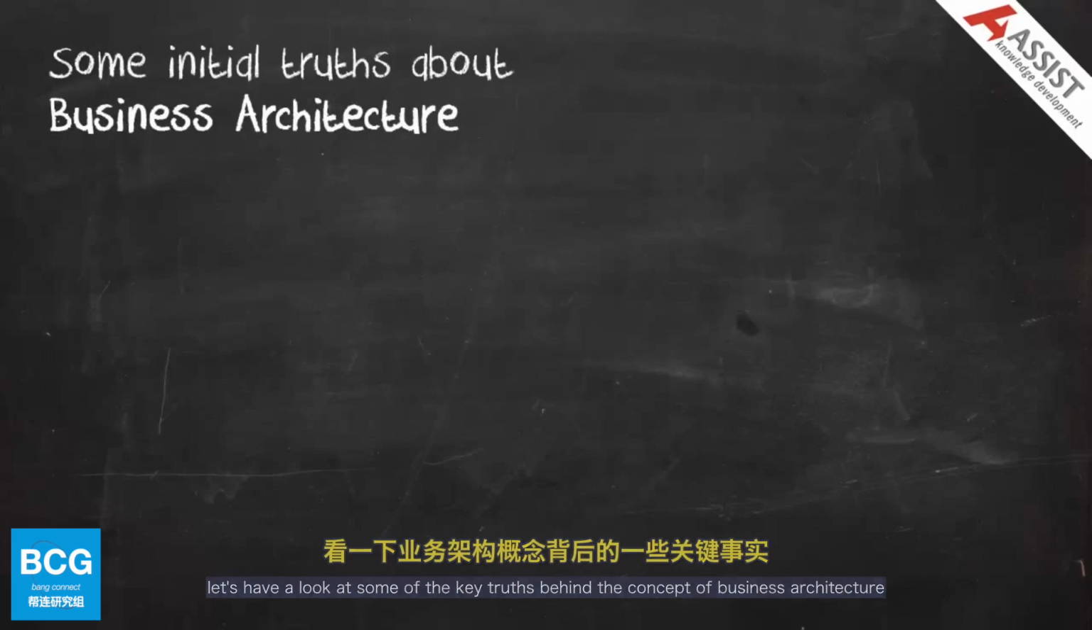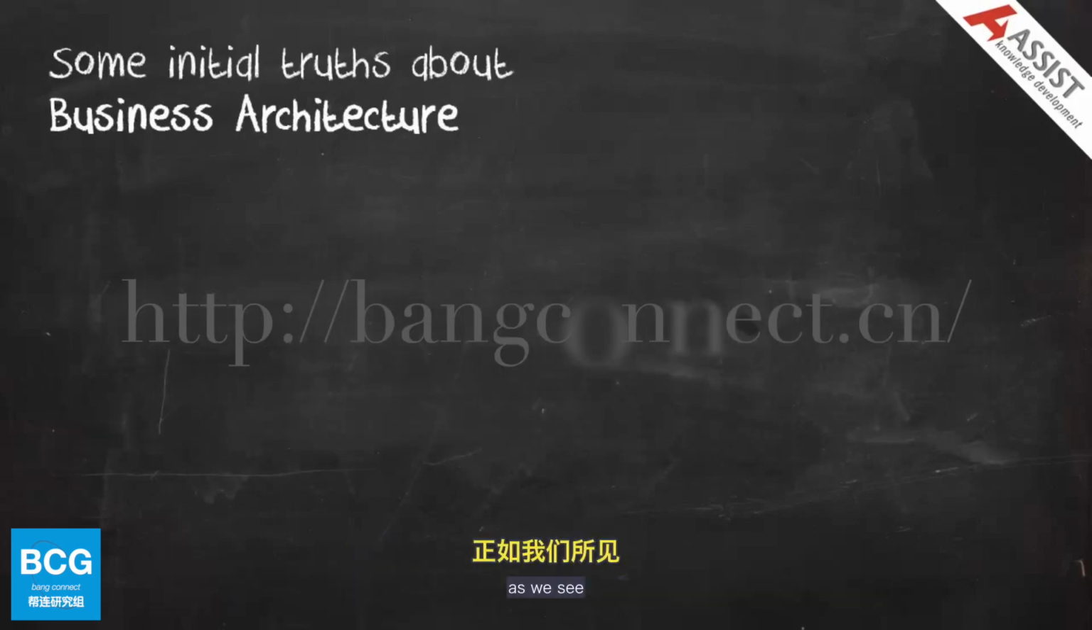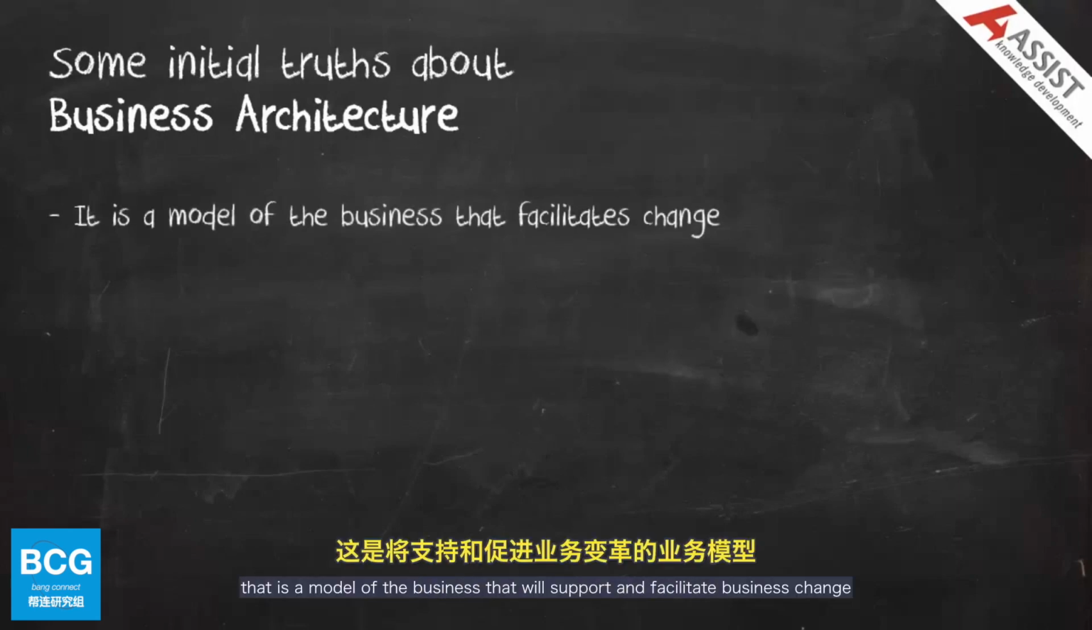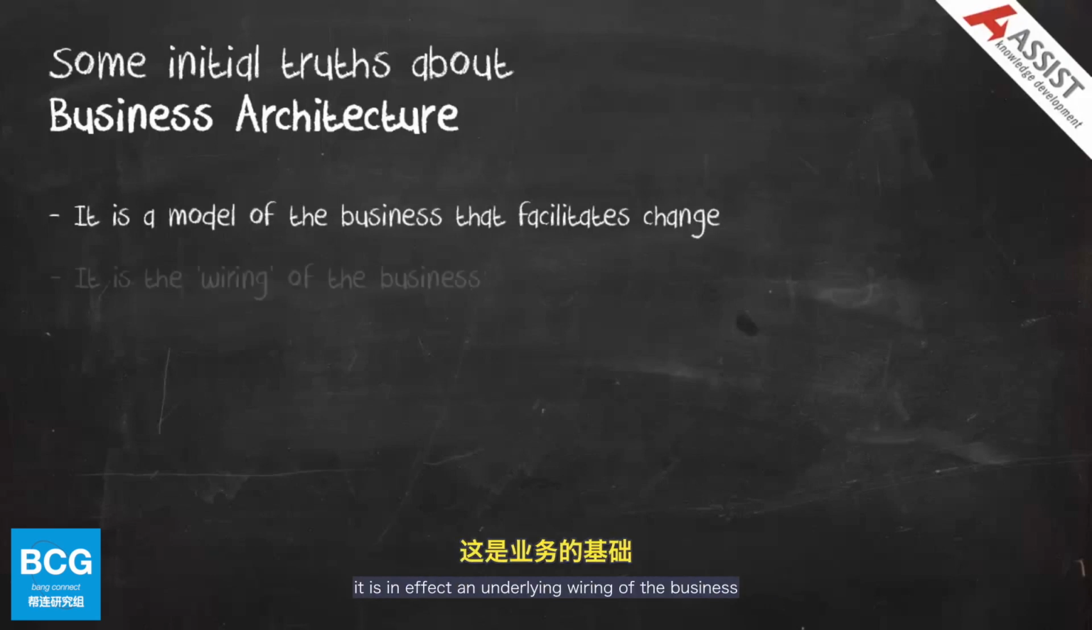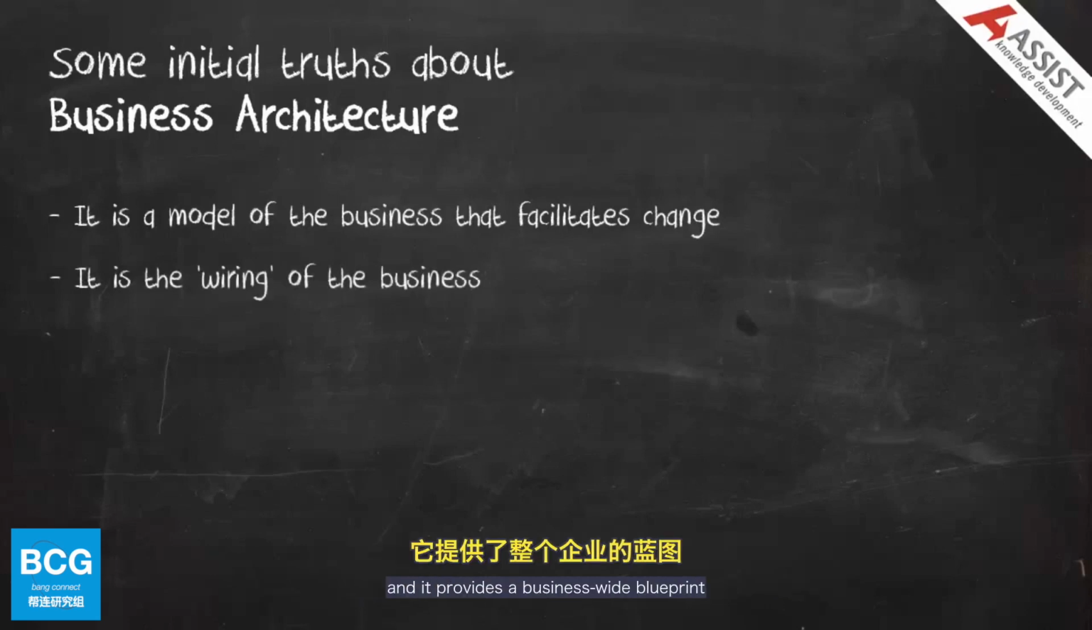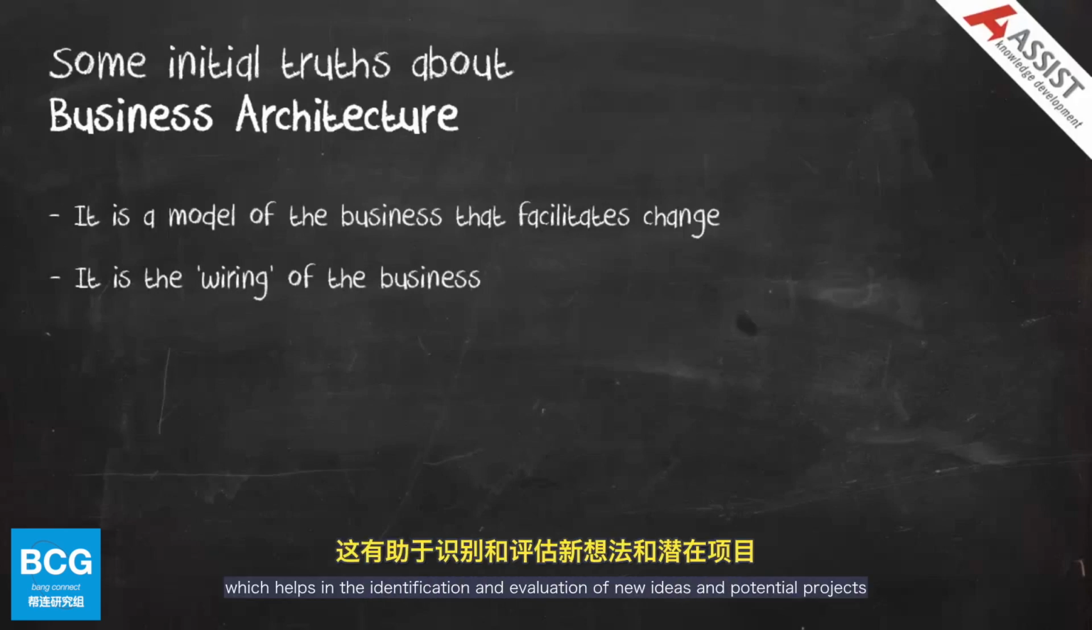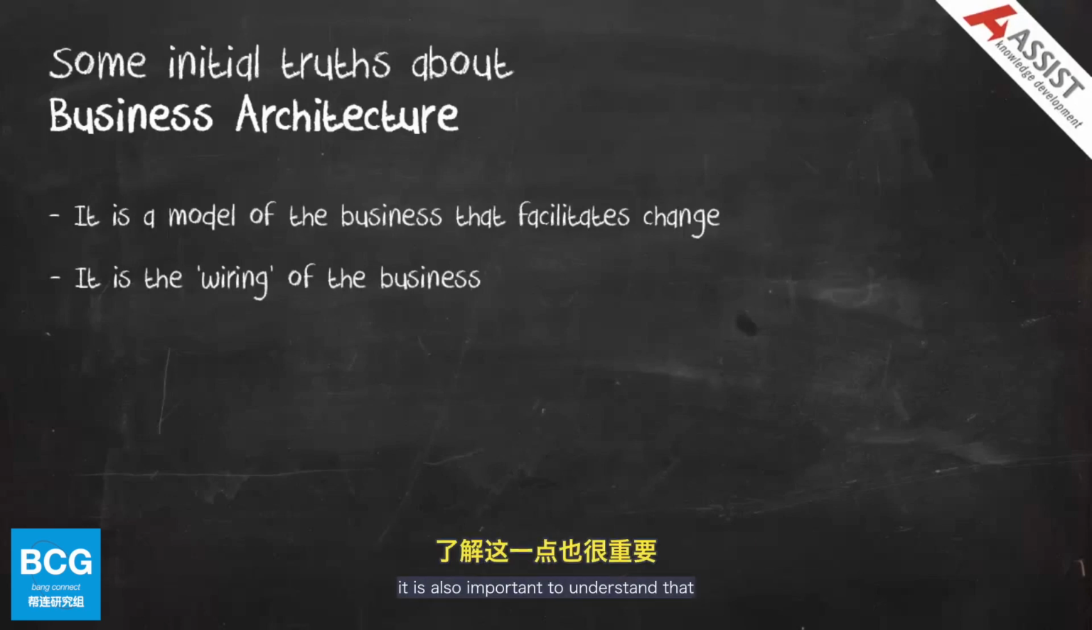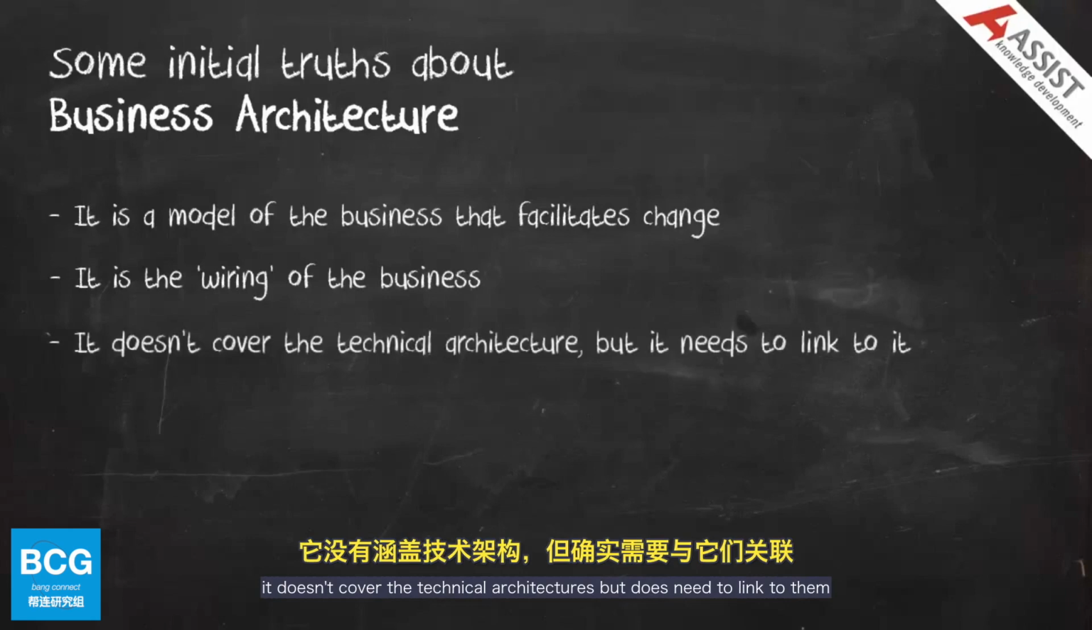So to get us started, let's have a look at some of the key truths behind the concept of business architecture as we see it. It is first a good idea to appreciate that it is a model of the business that will support and facilitate business change. It is in effect an underlying wiring of the business, and it provides a business-wide blueprint which helps in the identification and evaluation of new ideas and potential projects. It is also important to understand that it doesn't cover the technical architectures, but does need to link to them.